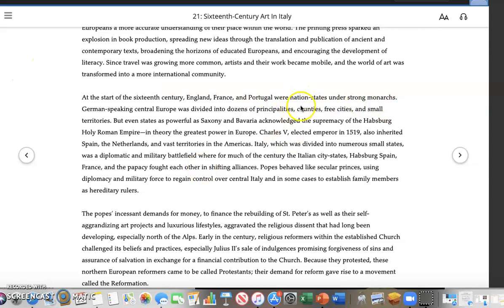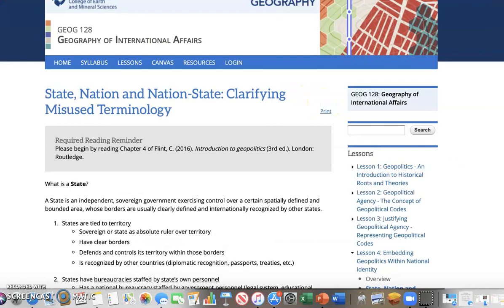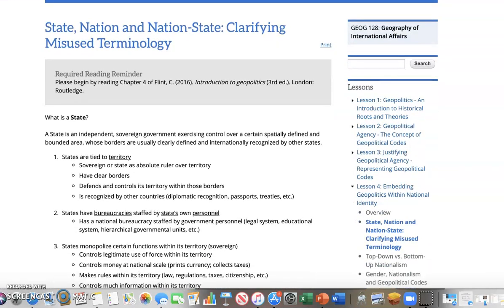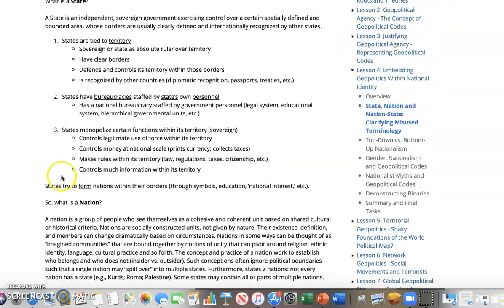Let's consider the meaning of this term nation state, since it's a two-part word. And here's a good online source from Pennsylvania State University. What is a state? Okay, so state refers to the governmental entity, the sovereign power that exercises control. So we have the state consisting of Congress, the White House, and other powers in California. A state is tied to a territory, and it has a bureaucracy, right? Because the state is the power that can do things and can monopolize functions.